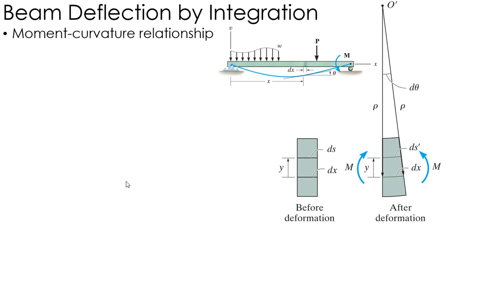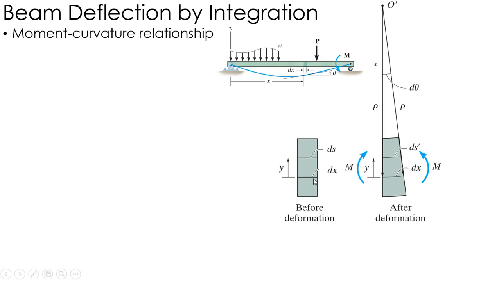Okay, here we're going to talk about how we actually determine the deflection curve of a beam, and we do this using integration. The way we're going to start is by relating the curvature of the beam, the radius of curvature of the beam, to the bending moment. So we take out a small dx here, we apply a bending moment to it, or we know the bending moment at that point.